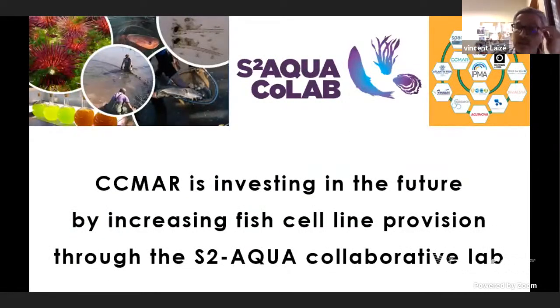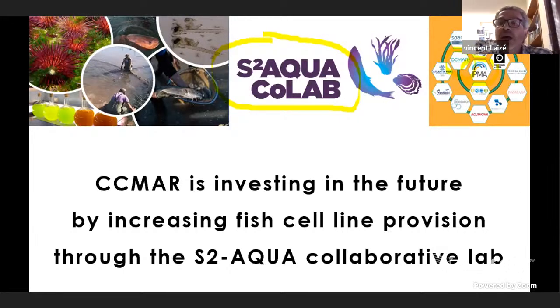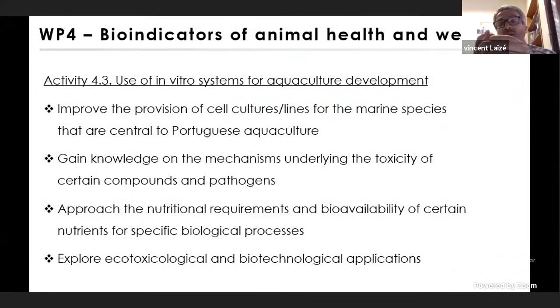And the last 2 slides are to let you know that the CCMAR is part of the recently funded collaborative lab, which is named S2 Aqua Collab. It's a consortium led by the IPMA, and the CCMAR is one of the partners. I think it's about 15 or 16 partners. And the main goal of this collab is to foster aquaculture development. Then you may ask what will be the role of fish cell lines in this collab, and it will be in activity 3 of work package 4.